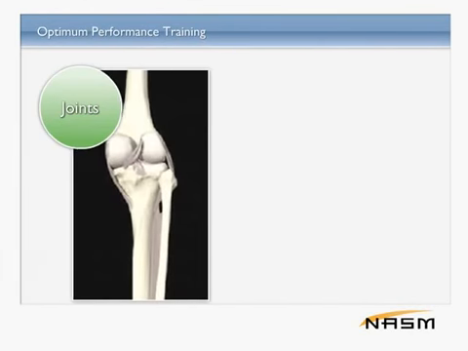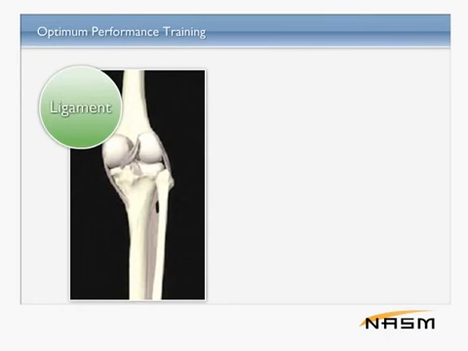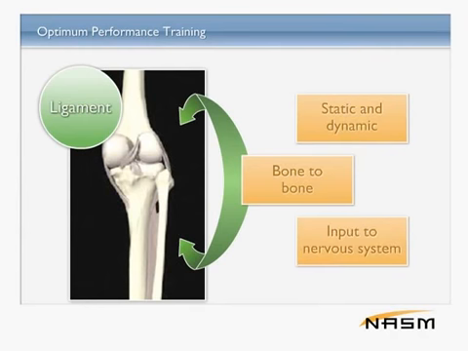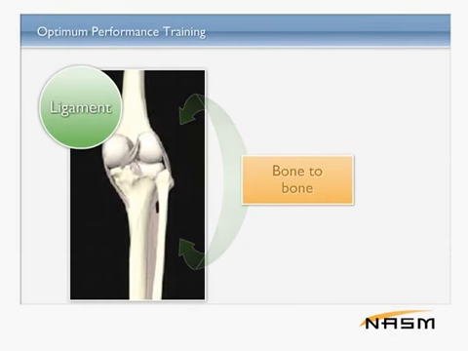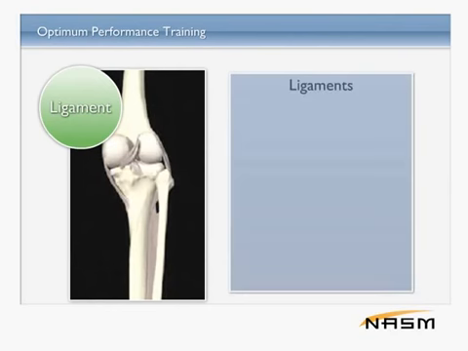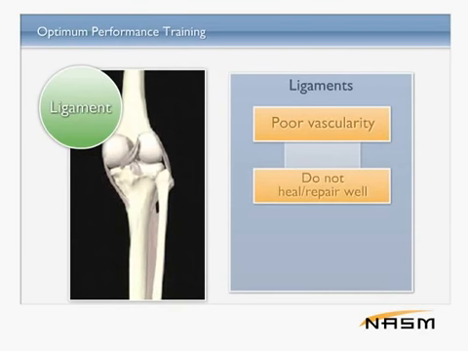The primary connective tissue for a joint is the ligament. Ligaments connect bone to bone and provide static and dynamic stability as well as input to the nervous system, or proprioception. Ligaments are primarily made up of a protein called collagen, with varying amounts of another protein called elastin. It's important to note that ligaments are characterized by poor vascularity, or blood supply, meaning that ligaments do not heal or repair very well and may be slower to adapt.